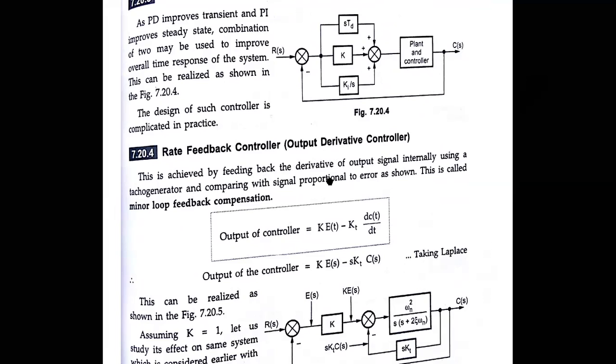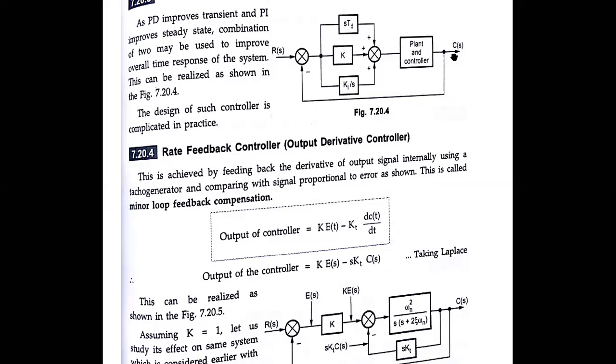If you want to increase the derivative control, always remember that this derivative controller is used to improve your transient response. And how can this be achieved? This can be achieved by feeding back the derivative of the output signal internally using a tacho generator and comparing it with the signal proportional to error. This is known as minor loop feedback compensation.